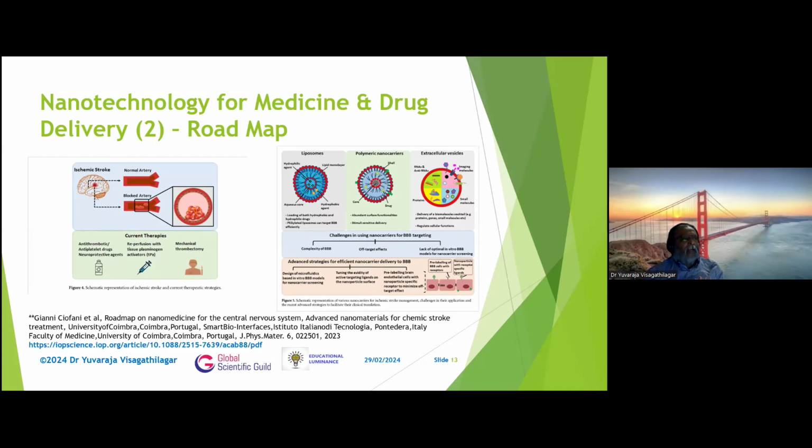Now, the challenges are how do we go from a complex system to understand the complexity of the system, off-target effects, lack of optimal in vitro models, and then advanced strategies. How do we go about using the efficient nanocarrier delivery? So design on microfluidics, tuning the active target ligands, and pre-labeling brain endothelial cells.